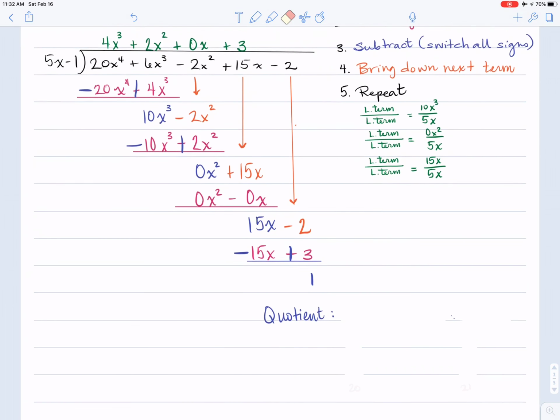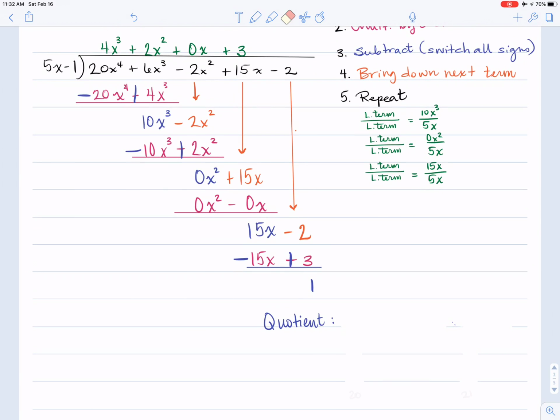So our quotient now is 4x cubed plus 2x squared plus 0x plus 3. Of course, we don't have to write the 0x. Our remainder is 1. When we turn that into a fraction, we add that remainder and put it over top of the divisor, that 5x minus 1. That will be our final quotient.